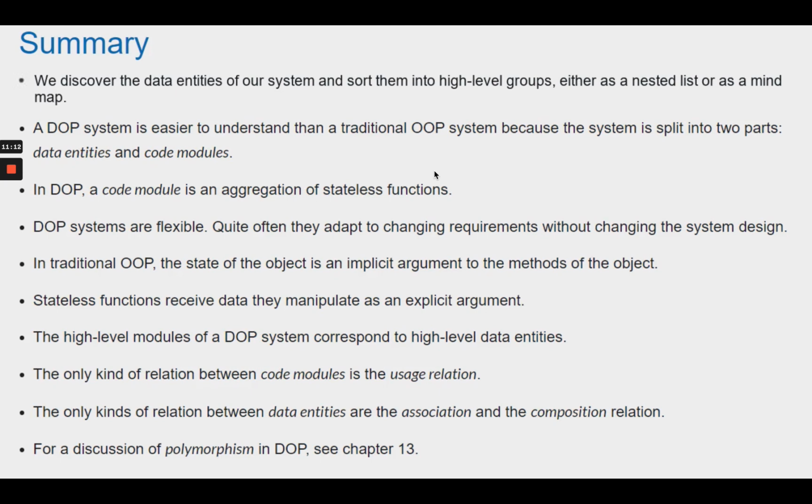The high-level modules of a DOP system correspond to high-level data entities. The only kind of relation between code modules is the usage relation. The only kinds of relation between data entities are the association and the composition relation. For a discussion on polymorphism in DOP, see Chapter 13.